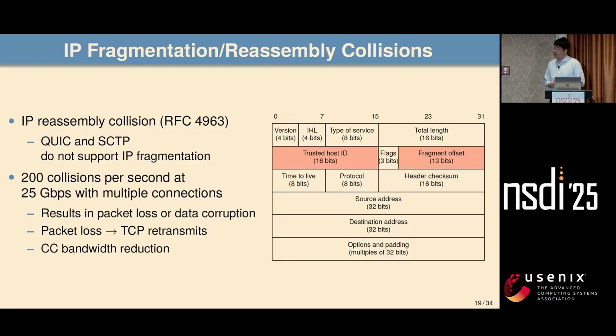And the problem is, the IP protocol uses a 13-bit fragment offset field to indicate which packet this fragment belongs to. However, with multiple replication channels and high throughput, these numbers will collide with each other and cause packet loss or even data corruption. And this in turn leads the congestion control algorithm on the client to reduce the bandwidth.